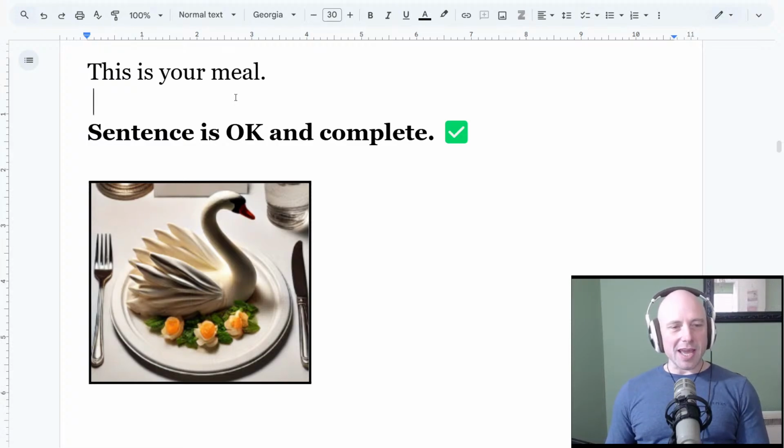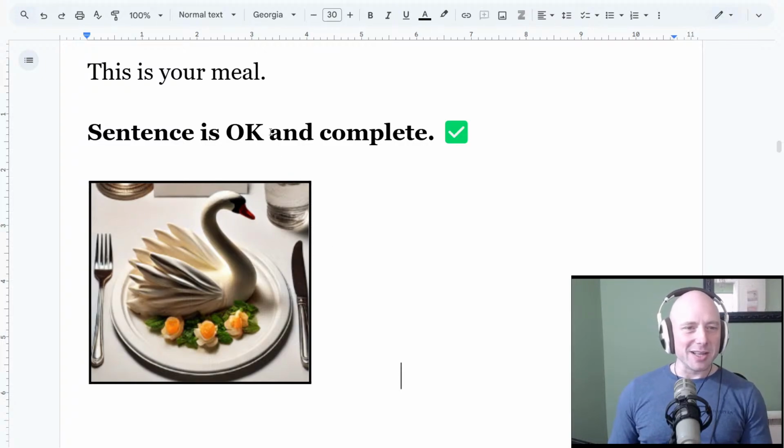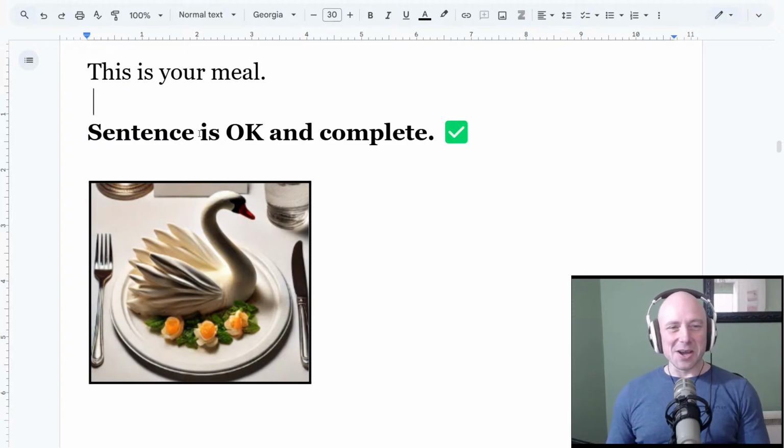This sentence is okay. It's complete. Here is your meal. Here is your meal, sir. Okay, it's rather an interesting meal. Not quite sure what that is. I'm going to assume it's a cake. Hopefully it's not just a swan on a plate.